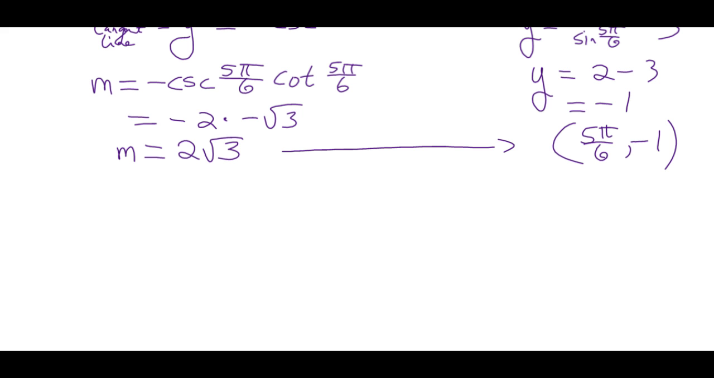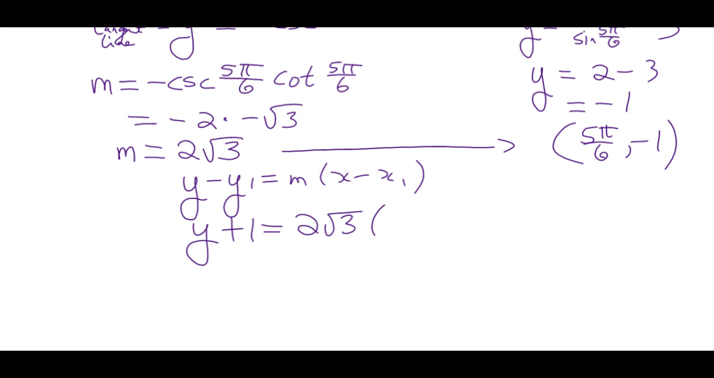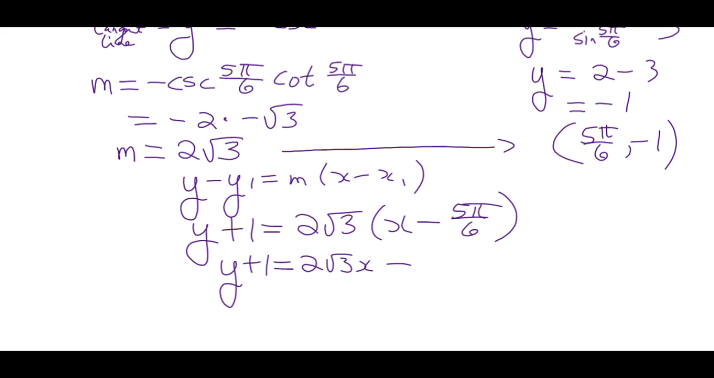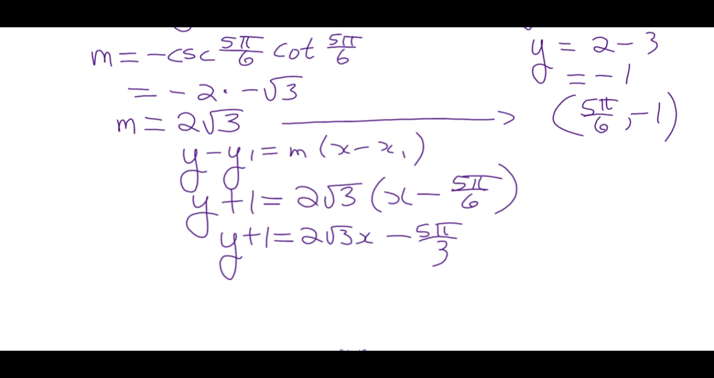There's the point. Use your favorite way, whatever you like. So y plus 1 is 2 root 3 times x minus 5 pi over 6. Y plus 1 is 2 root 3 x minus 5 pi over 3, right, because 2 over 6 leaves you 3 on the bottom there. Multiply through by 3 because we can't have fractions, remember, 1/3 is not an integer.